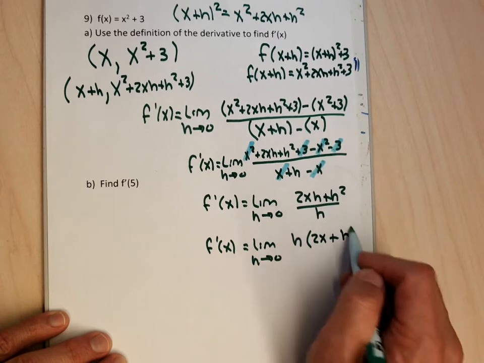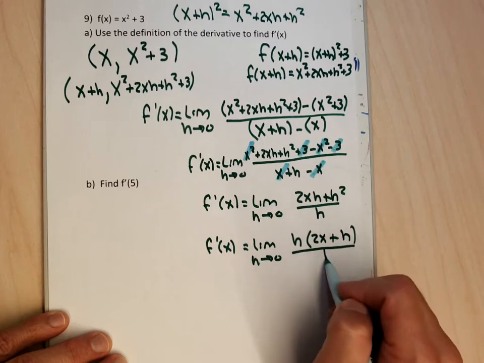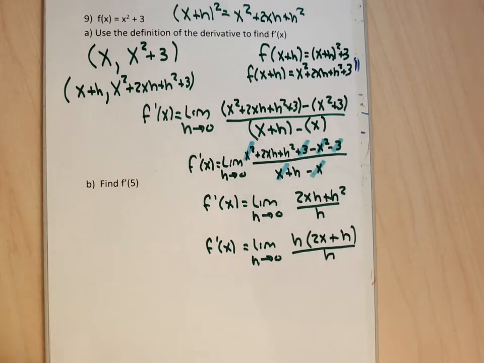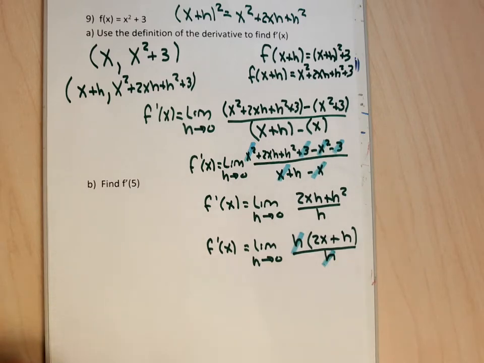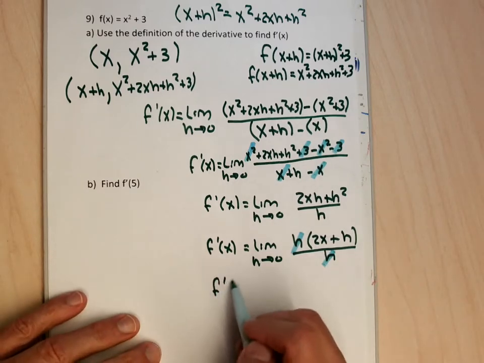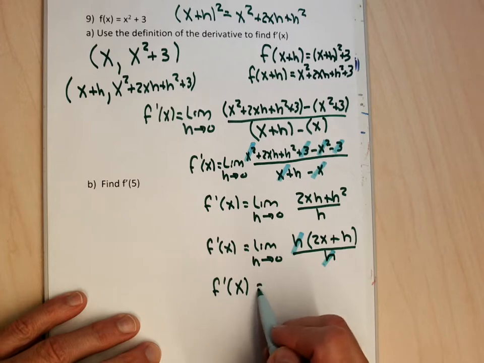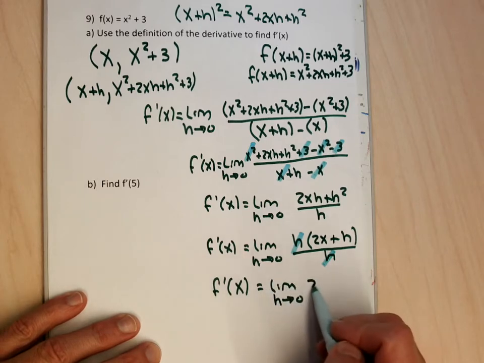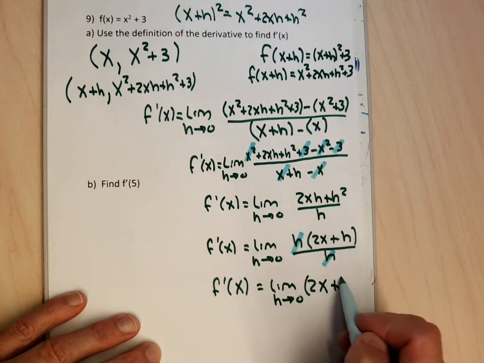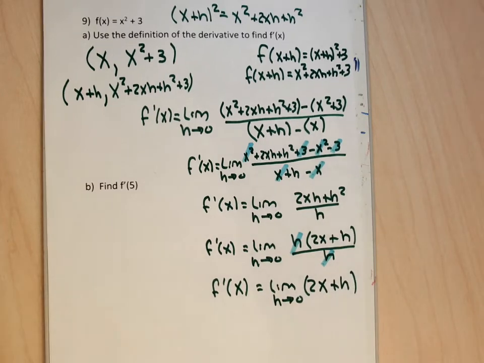I'm left with one of the h's. I'll leave the denominator alone. And now I'm going to cancel the h in front of the parentheses with the h in the denominator. And that's going to reduce this to f prime of x equals the limit as h goes to 0 of just 2x plus h. The fraction is gone.